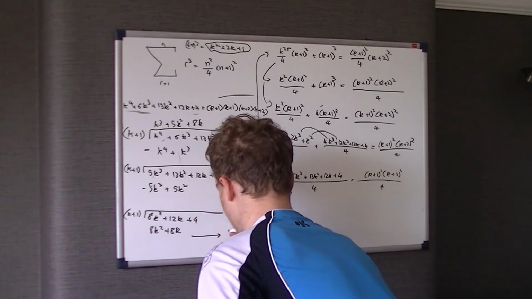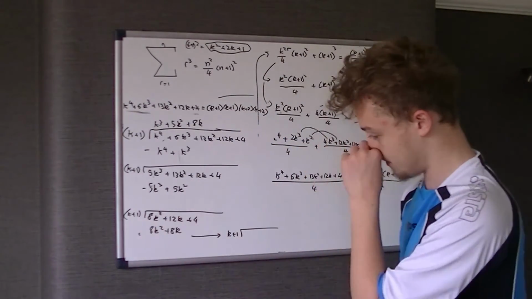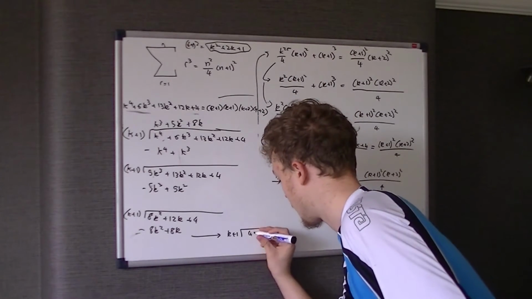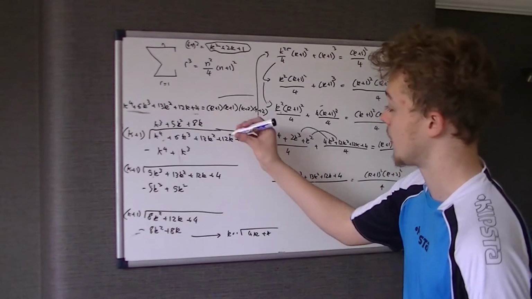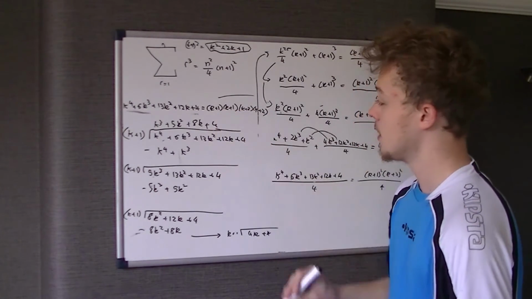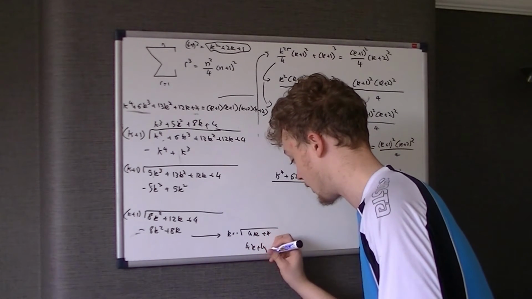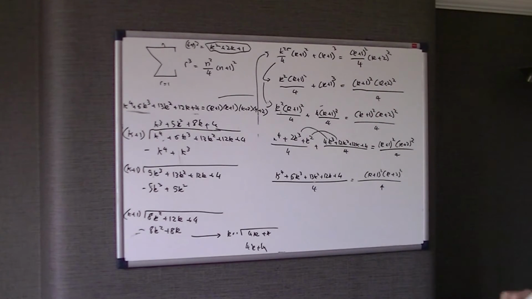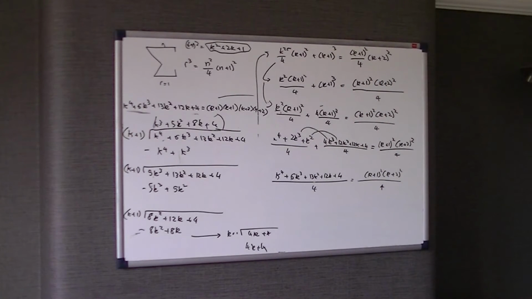Obviously the 8k squareds cancel. So that leaves us with 4k plus 4, and then we divide 4k by k, which obviously just gets us plus 4. Therefore that gives us 4k plus 4. We take that away from 4k plus 4, we get 0, so (k + 1) is a factor. So the quotient is k cubed plus 5k squared plus 8k plus 4, and the other factor is (k + 1).